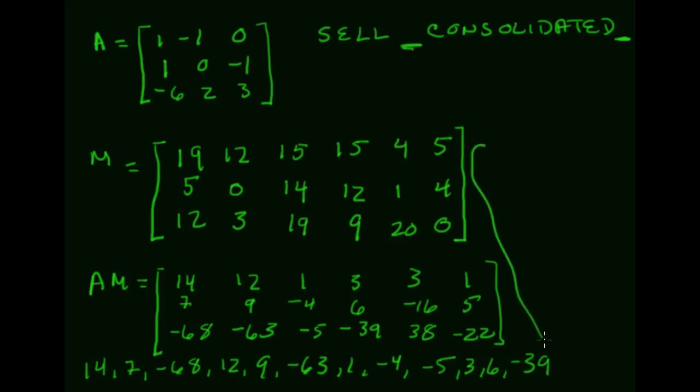I'm going to run out of room, so I'm going to continue up here. 3, -16, 38, 1, 5, -22. So the code recipient would receive this. They would already have our key, and they could invert that key with this message and get back the message that we sent. So that is problem number 1.